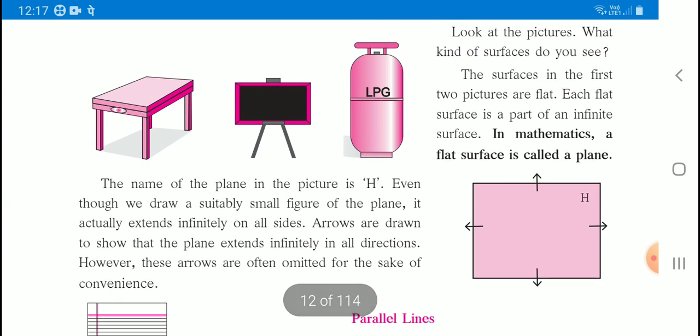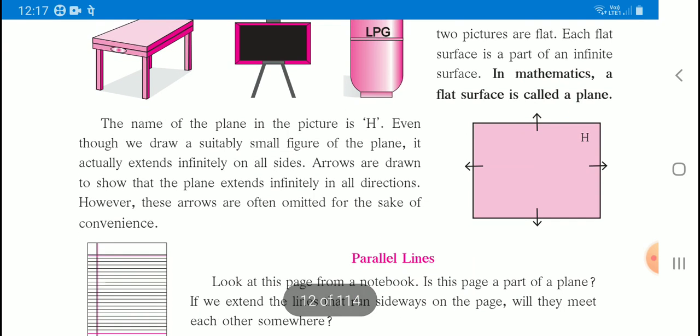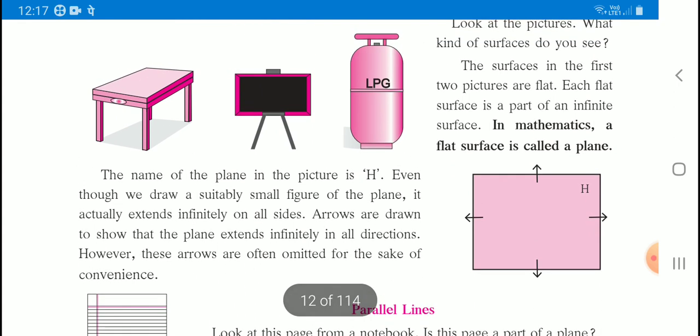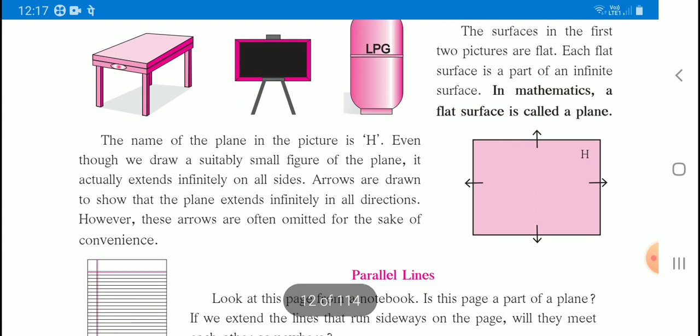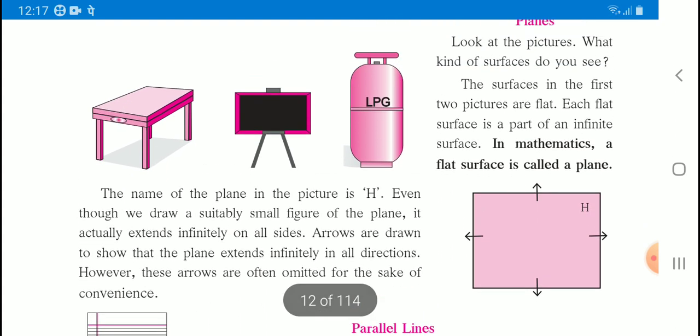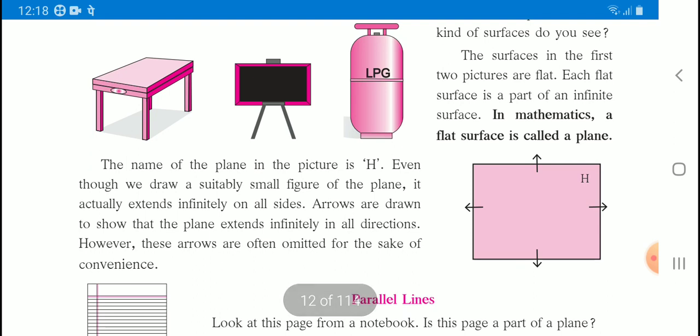The name of the plane in the picture is H. Here they showed the figure of the plane. Do you understand that a flat surface means a plane? Here, the table and blackboard are flat surfaces, so they are planes. But if you see the LPG cylinder, here you will not get any flat surface, so it is not a plane. So in mathematics, a flat surface is called a plane.